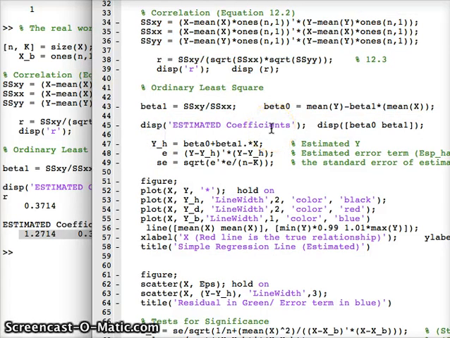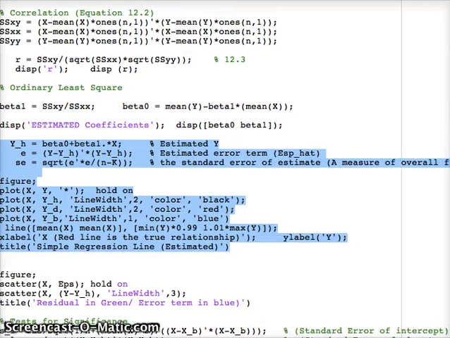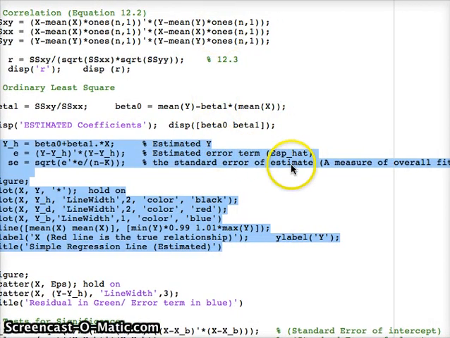So now let's calculate the y hat. Y hat equals the x times the beta 0 and beta 1. And the e, that is the estimated error term, or the estimated epsilon, is y minus y hat. And this is the standard deviation, the square root of the sum of the squared error terms, which is the standard error of the estimation.